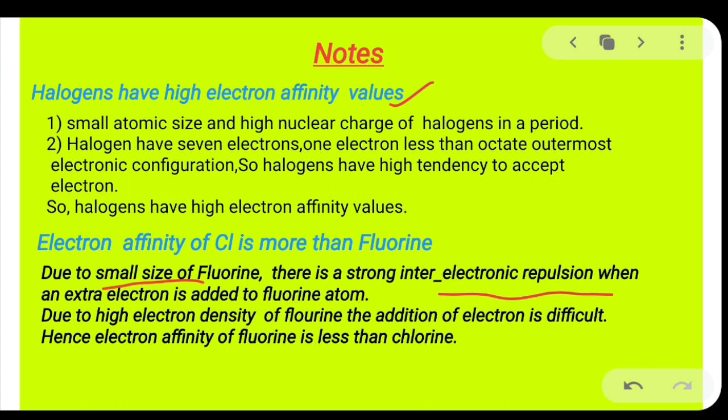Why is electron density more? Because of the small size. So, because of the small size, the electron density is more. So, when we add 1 extra electron to fluorine, inter-electronic repulsion takes place. Hence, the electron affinity of fluorine is less than that of chlorine.